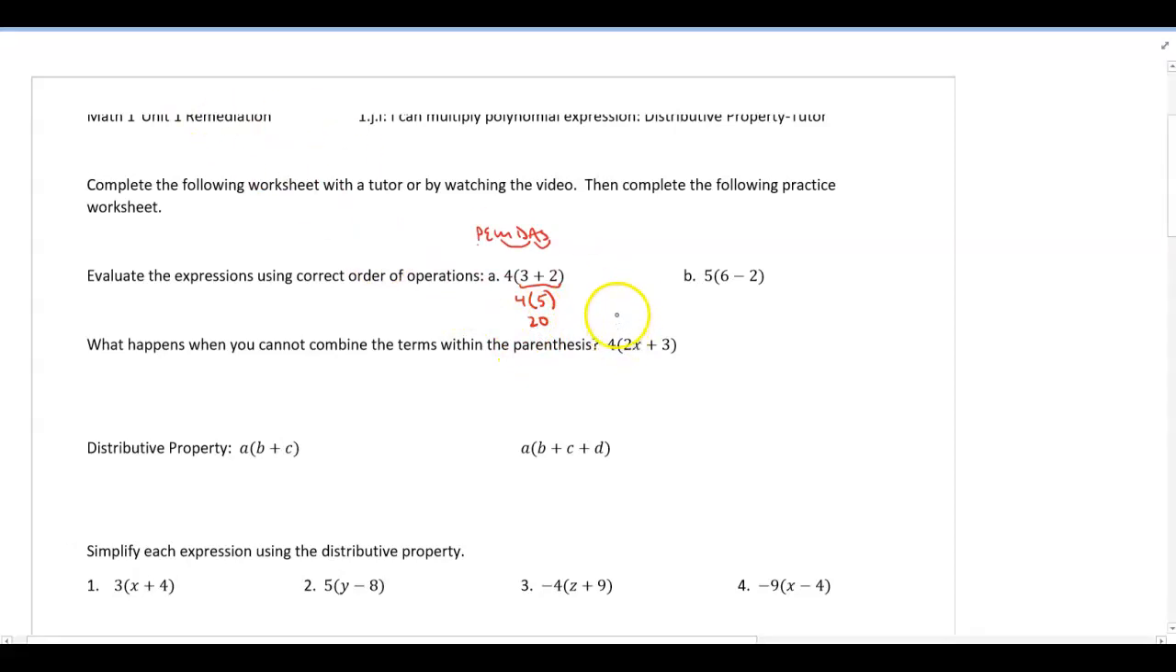But now in algebra, what happens if you can't combine like terms inside the parentheses? How could we simplify this? Well, if we take this 4 and we distribute it, 4 times 3 would be 12, and then 4 times 2 would be 8, and 12 plus 8 would produce the same answer. So the reason the distributive property exists is so that if the terms inside the parentheses cannot be combined, we know how to approach the problem.